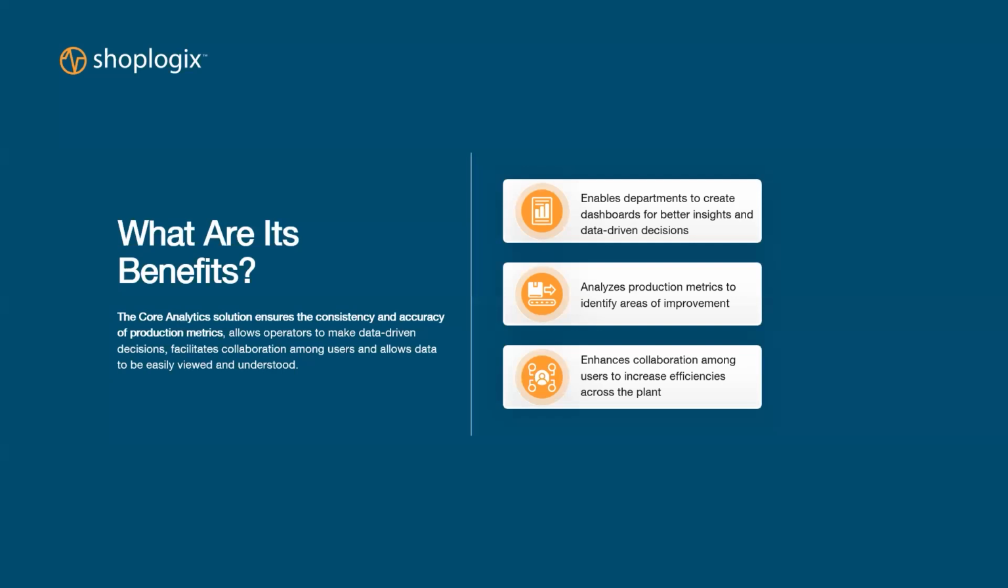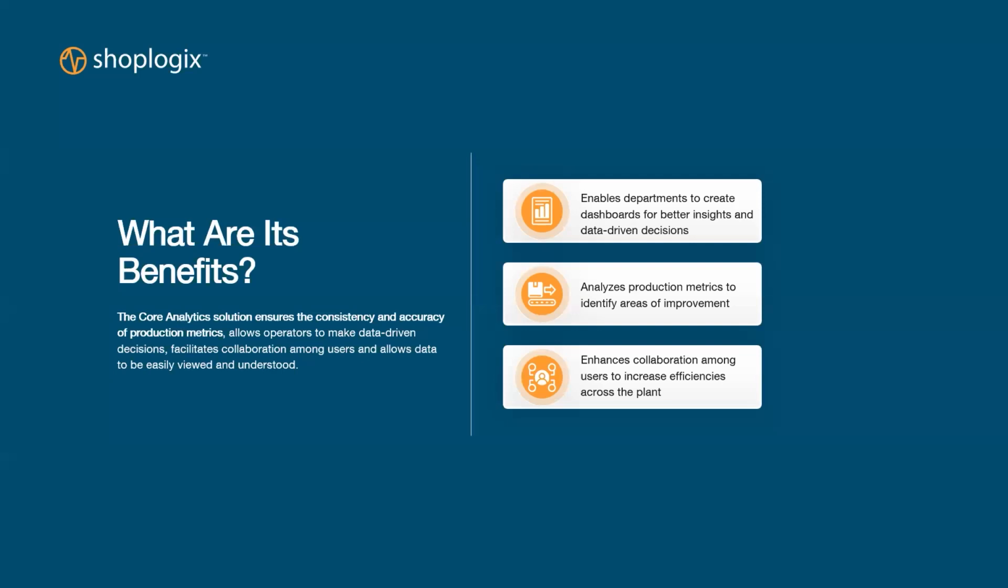It analyzes the production metrics to identify areas for improvement, and also to identify areas where you're doing really well, so that you can understand, why are we doing well there? How are we doing well there? And how can we best practice share within the organization, cross-departmentally and cross-functionally?